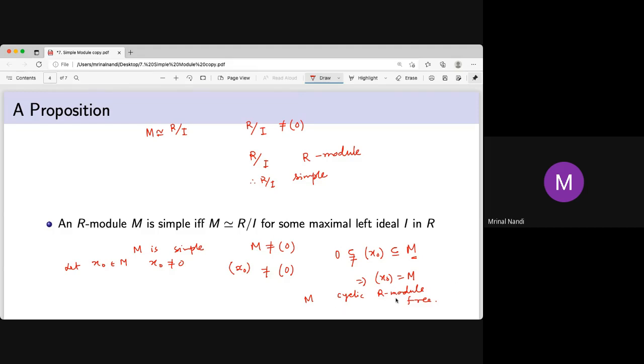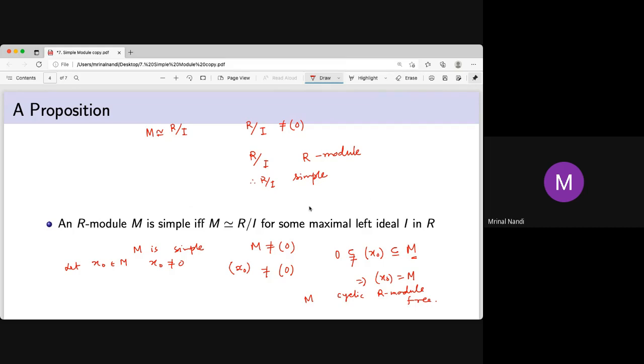So M is a cyclic and free R module. Now what do we have to show? We have to show that M is isomorphic to R mod I. Where is the I? We have to find the I. We are in M now, so we have to find the maximal left ideal in R. So how do we find it?